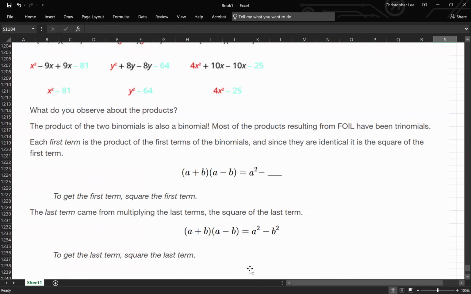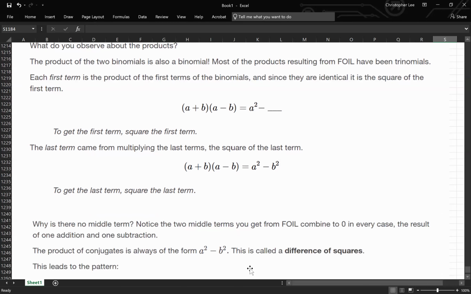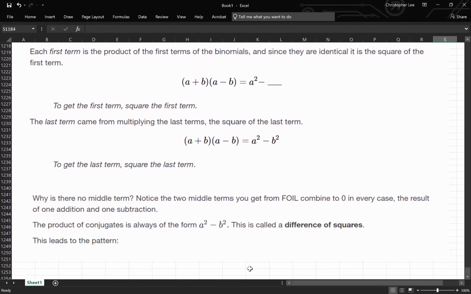To get the first term, square the first term. The last term came from multiplying the last terms. The square of the last term: a plus b times a minus b equals a squared minus b squared. To get the last term, square the last term, right? Why is there no middle term? Since the two middle terms you get from FOIL combine to zero in every case, the result of one addition and one subtraction, the product of conjugates is always of the form a squared minus b squared. And this is called the difference of squares, which is going to lead us to a pattern. All right.